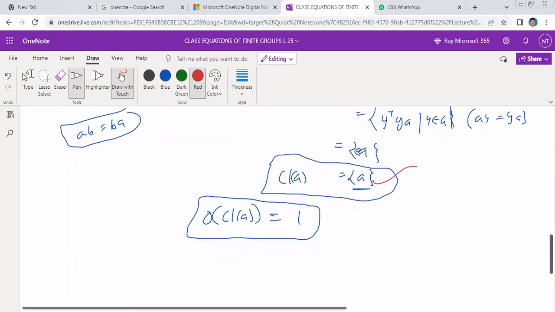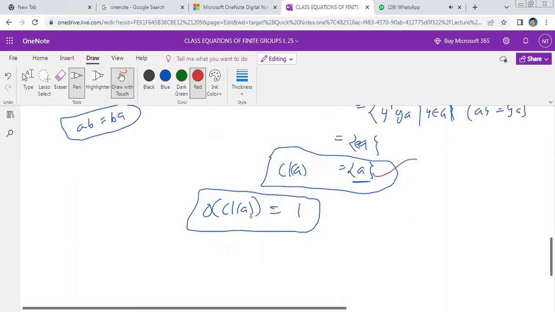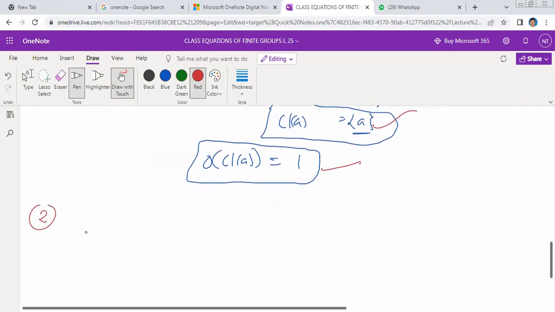Yes, sir. So the order of the conjugate class of A is equal to 1. My next question is, suppose I am taking an abelian group, G is equal to Z8. I want to construct the conjugate class of the element 2, because in Z8 the elements are 0, 1, 2 up to 7.